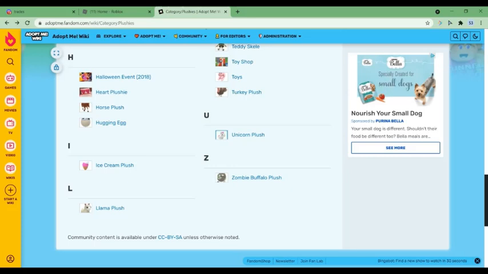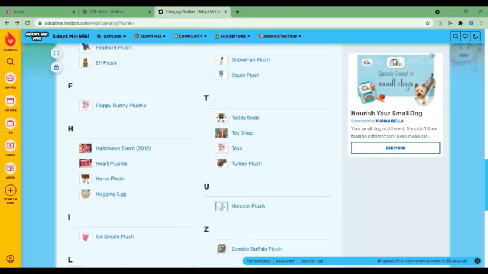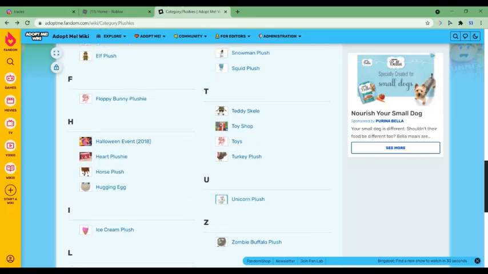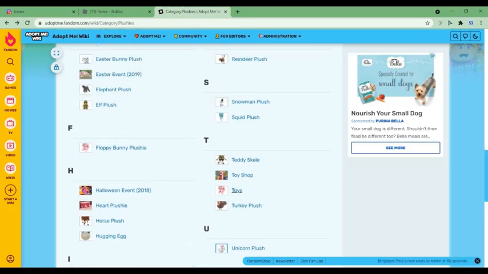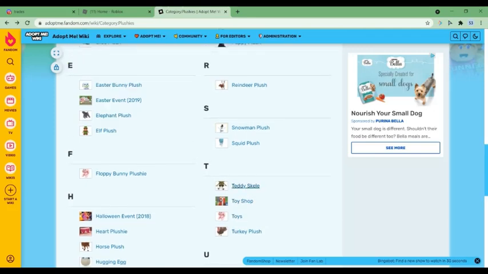Llama plush, of course, related to the llama. Zombie buffalo, zombie unicorn. Turkey plush, of course, the turkey, even I have that plush. Toys, wait, what? Why is this here? I don't know, okay. Toy shop, why is that here?